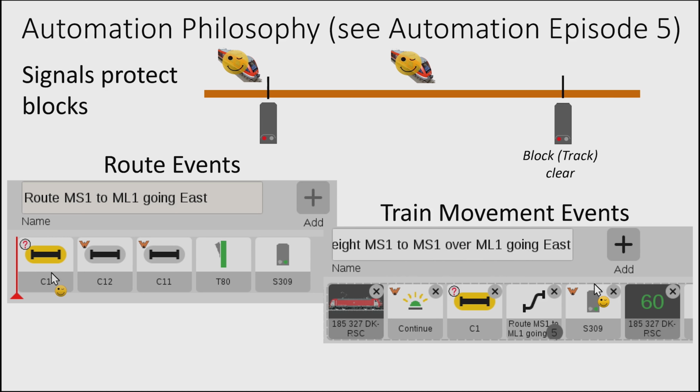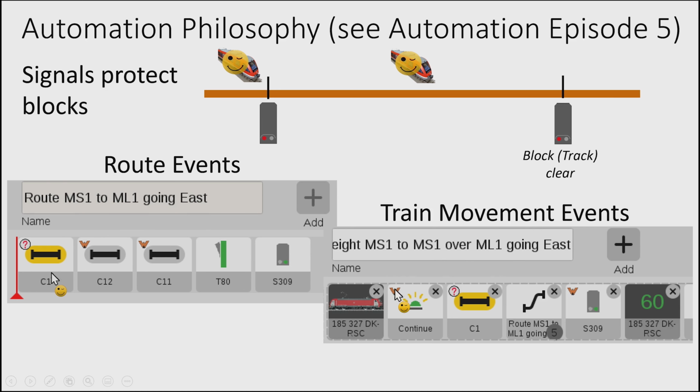So what I'm trying to do is have signals that protect the blocks, and then I have two types of events. Route events, which would actually set the route. In this case here, you can see there's a route going from MS1 to mainline 1, going east, and it does some checks and sets the turnout and ends up setting the signal so the train can move.